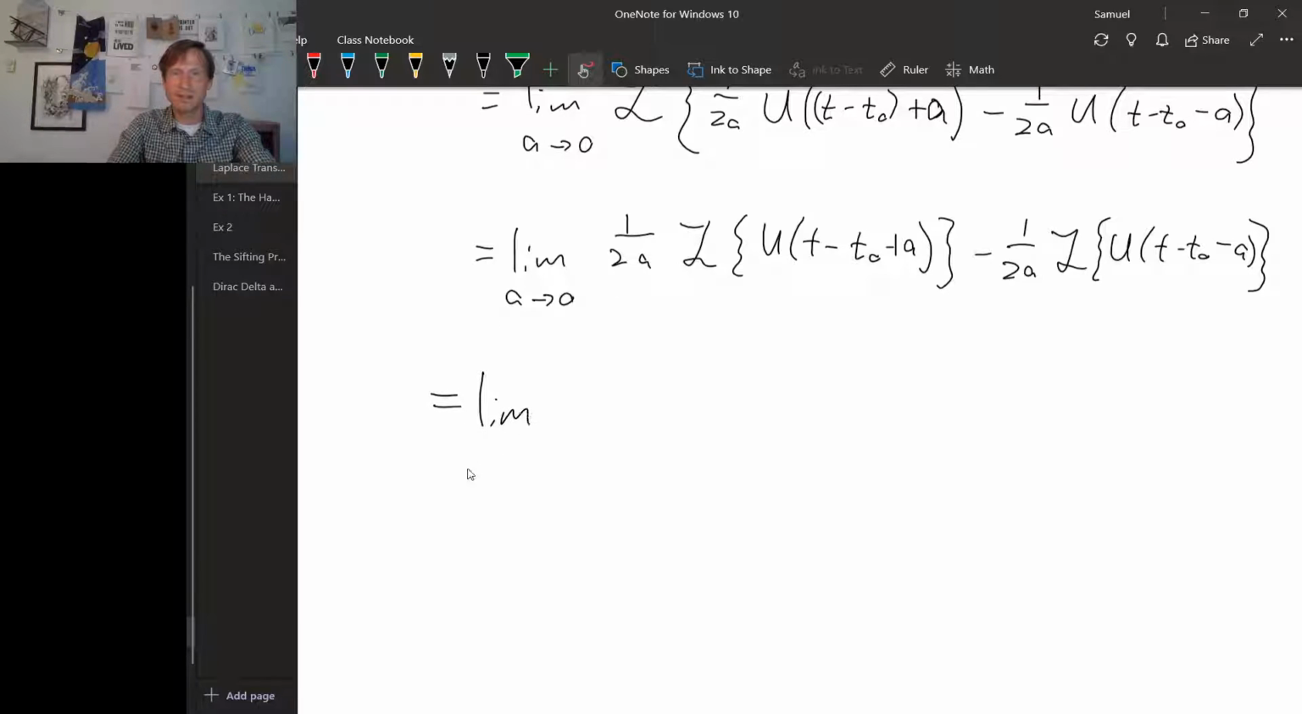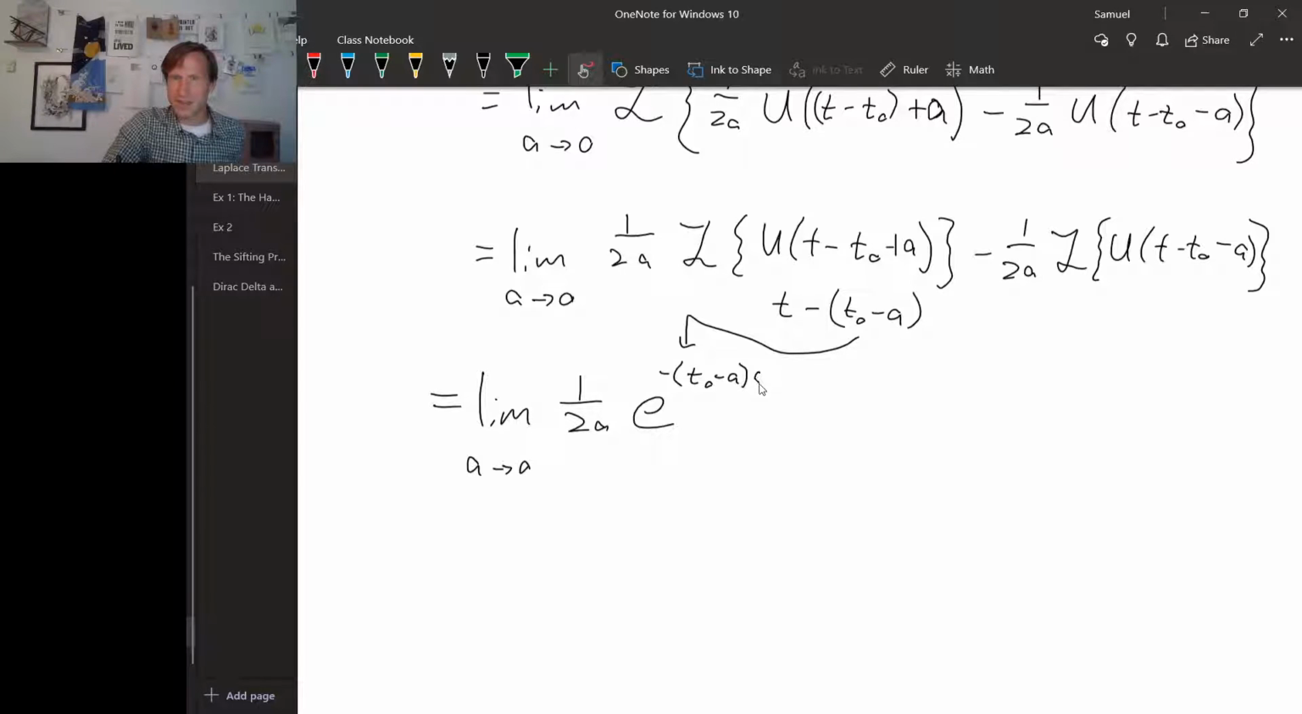So limit as a goes to 0 of 1 over 2a times the Laplace transform of this step function. So it's e to the minus the time shift here, so we have to write this as t minus something, right? Whatever is in these parentheses ends up as the coefficient here. And so we have to factor a minus sign out here. It's t naught minus a. So we get t naught minus a times s. So that's the first Laplace transform.